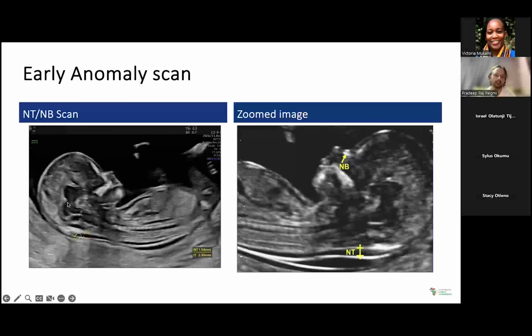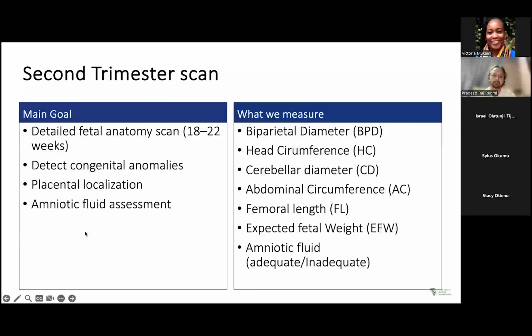And we usually measure CRL till this week, 12 weeks. And coming to second trimester, revising in first trimester, if the pregnancy is suspected, we do fetal scan measuring crown rump length. And the early anomaly we do in the first trimester is nuchal translucency and nasal bone.